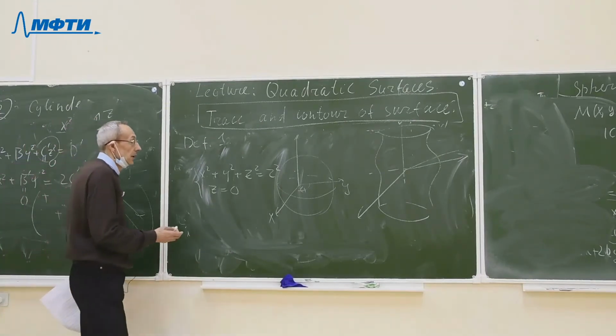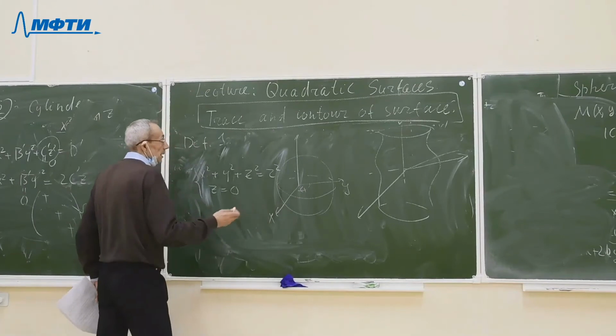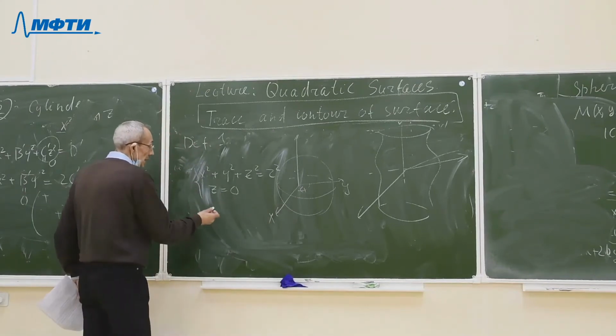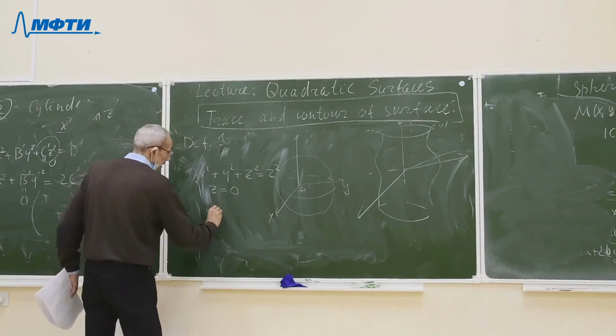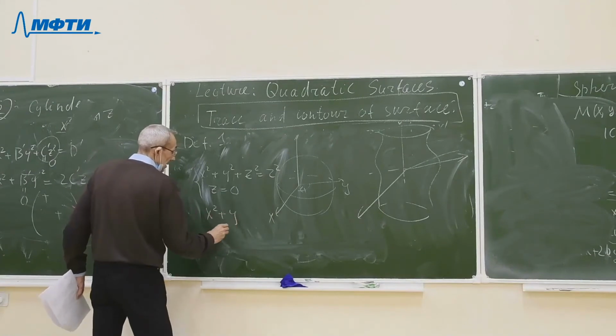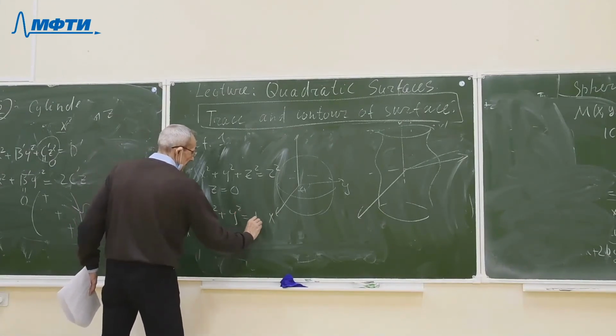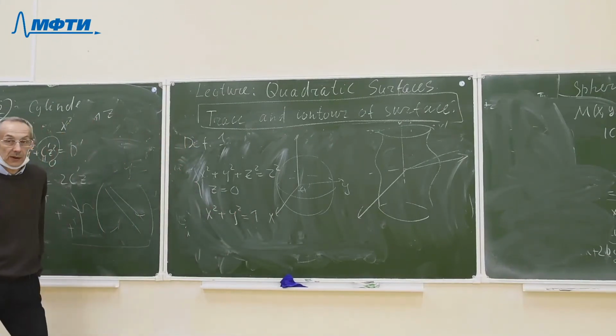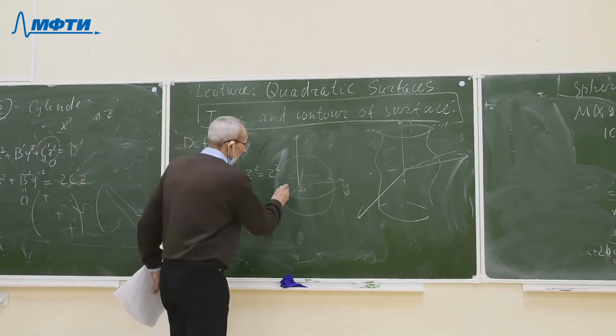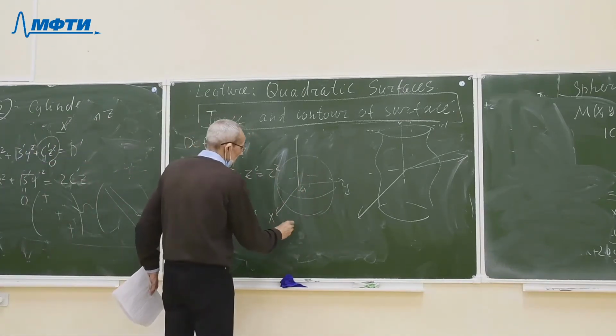and the intersection of these two surfaces, the plane and the second order surface, is a circle, x squared plus y squared is equal to 1, and this is the xy trace.